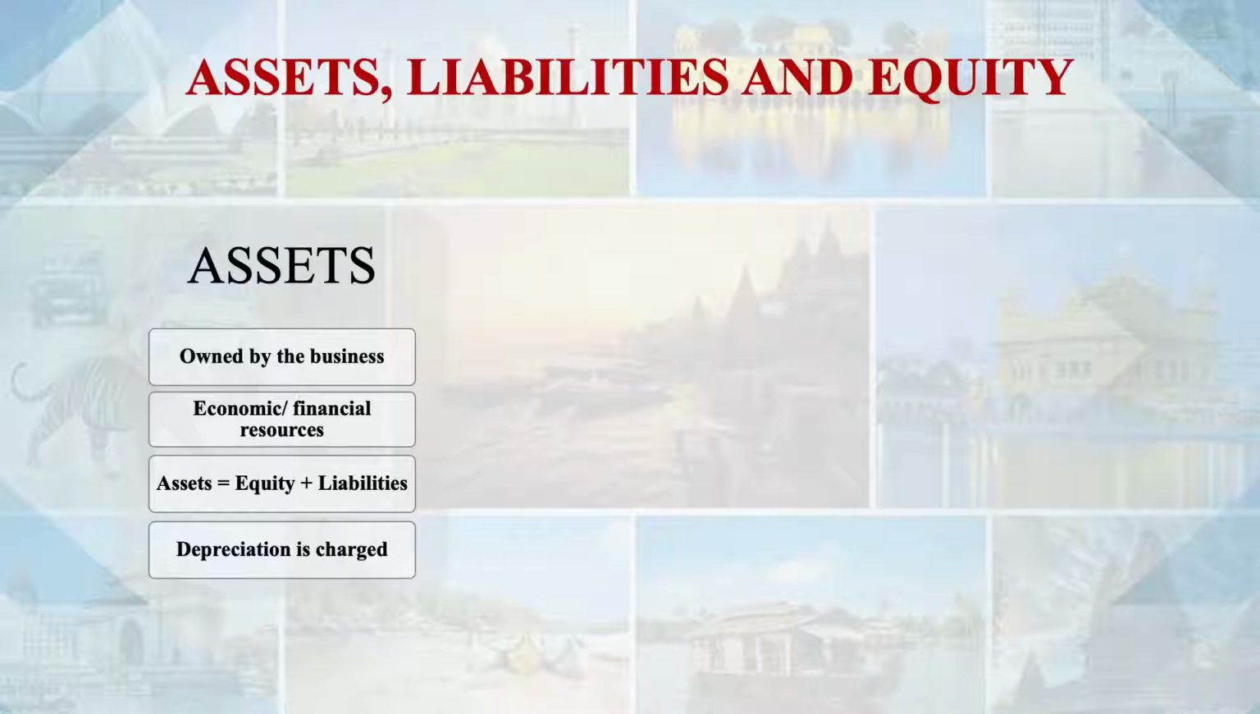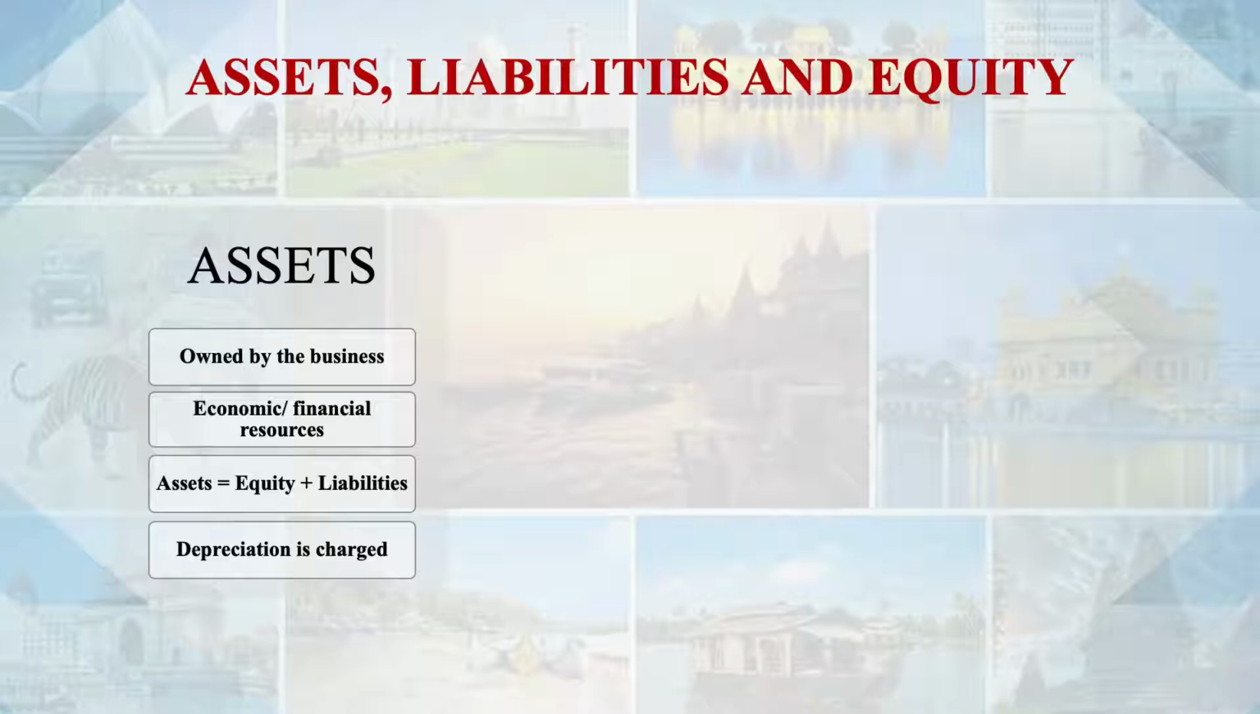First, what is an asset? Asset is something which is owned by the business, that is, business has a right on it. Secondly, it has economic or financial resources. That is, these are the resources or the possessions of the business which they use for the operations of the business. These are the assets or the items which are used by the business for the production, for the business activities. These are there for a longer period of time.